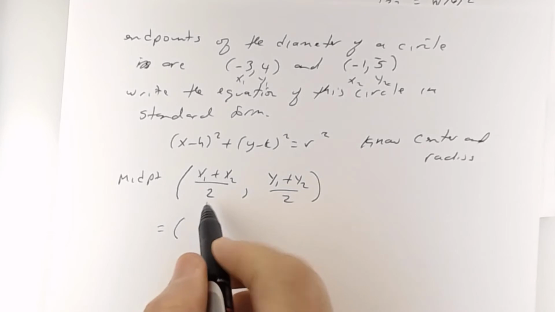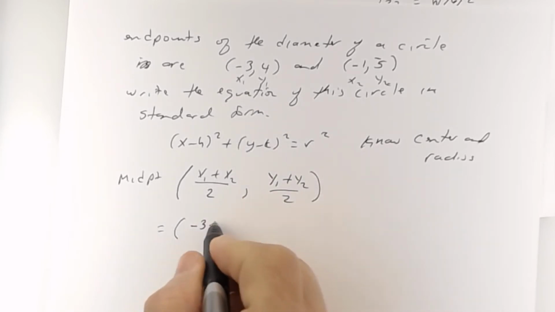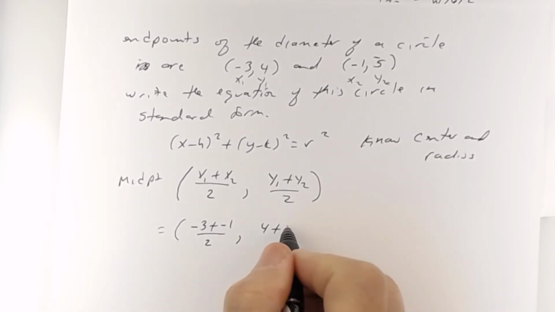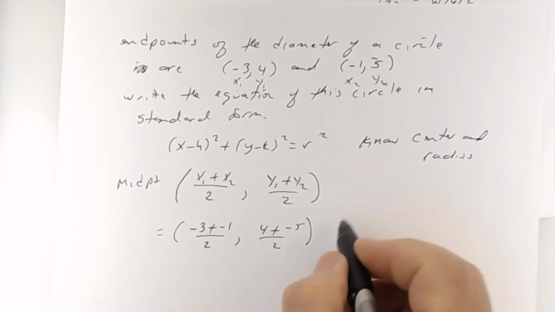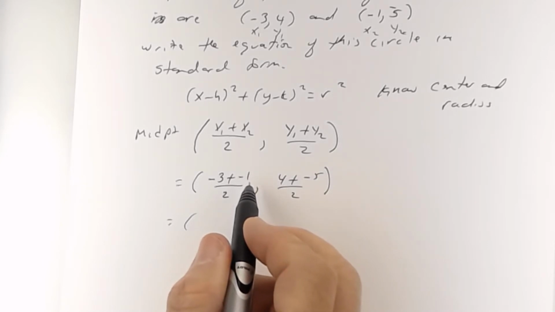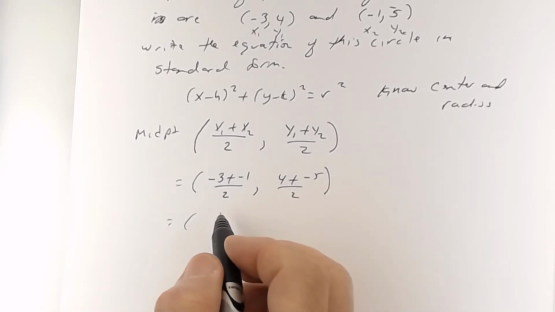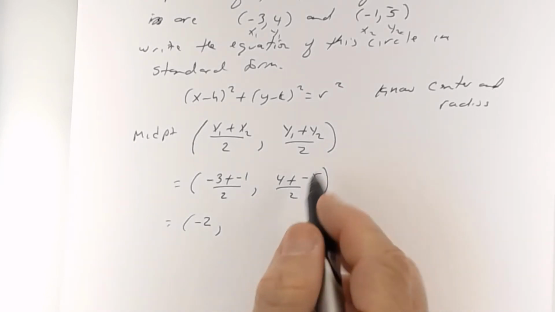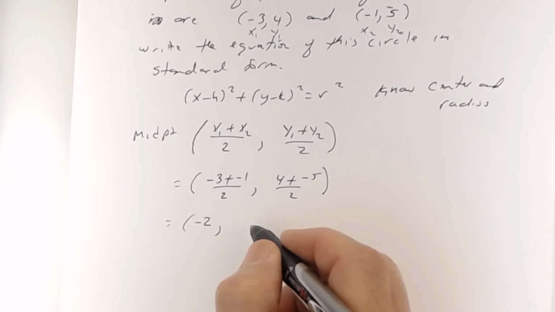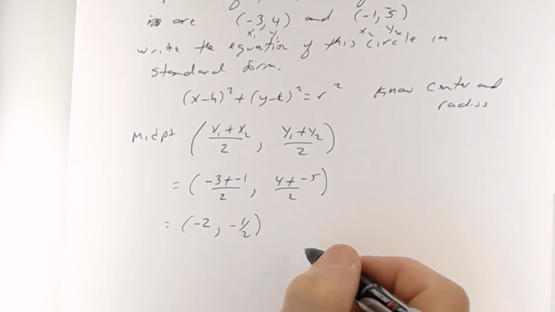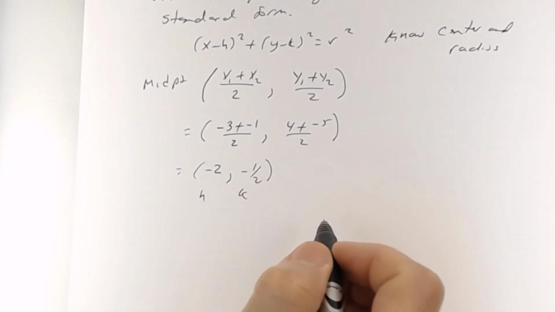So I'm going to get, in parentheses, x1 plus negative 1 divided by 2, comma, then 4 plus a negative 5 divided by 2. So that's going to be negative 3 plus a negative 1, which is negative 4, right? And what's negative 4 divided by 2? Negative 2. Here, what's 4 plus a negative 5? Negative 1, so you get negative 1 half, right? All right, so that's the center. So what I found was my h and my k.